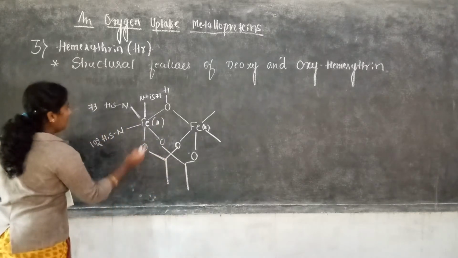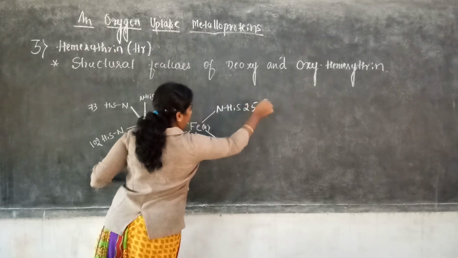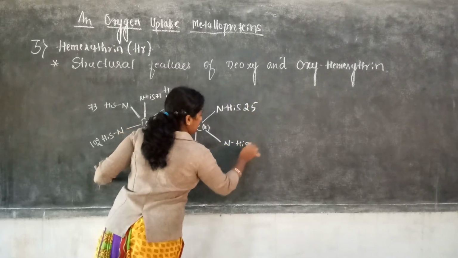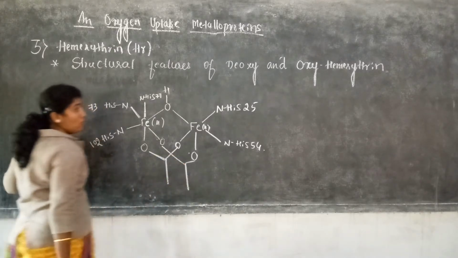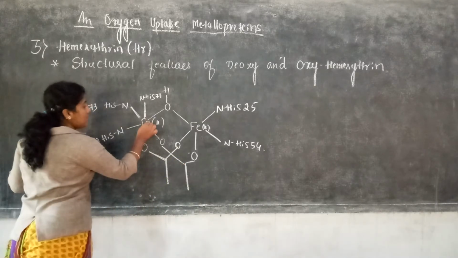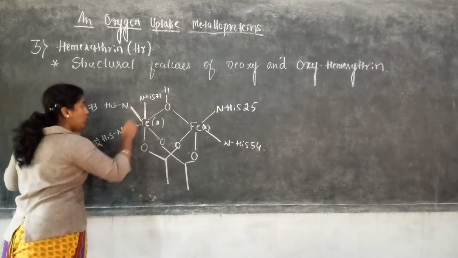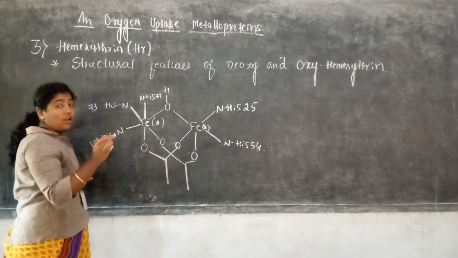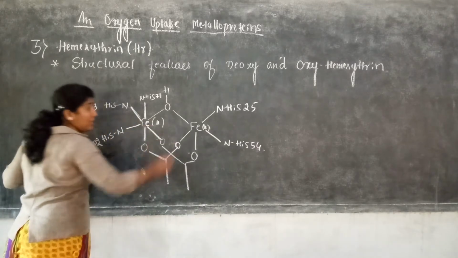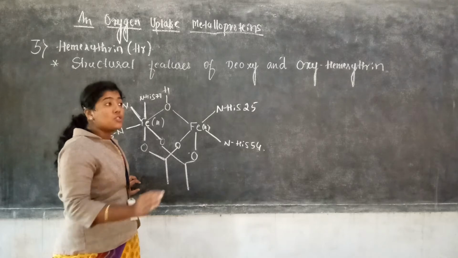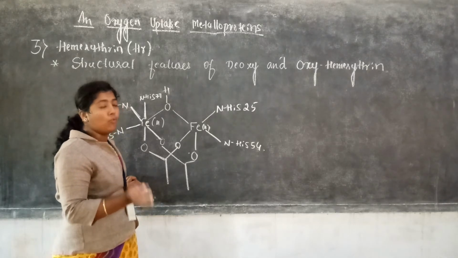Here, N histidine 25 and N histidine 54. These are the histidine residues. Here the iron center is in the +2 oxidation state and coordinated to 1, 2 and 3 N histidine amino acid residues, and the 4th and 5th sites are coordinated to carboxylate groups. The carboxylate groups are aspartate and glutamate 108.